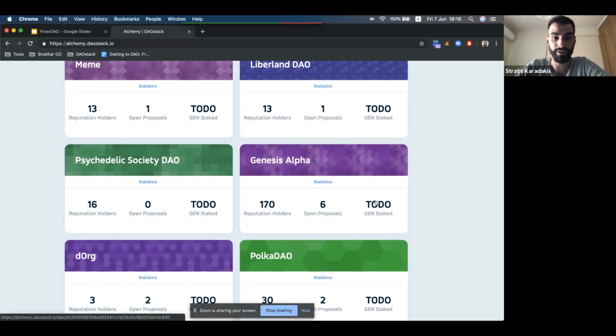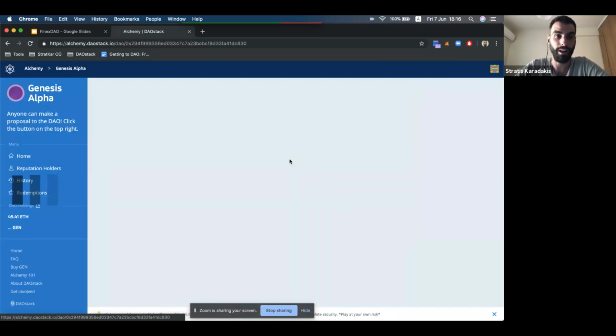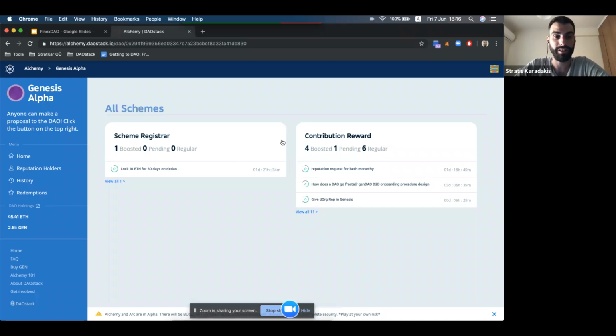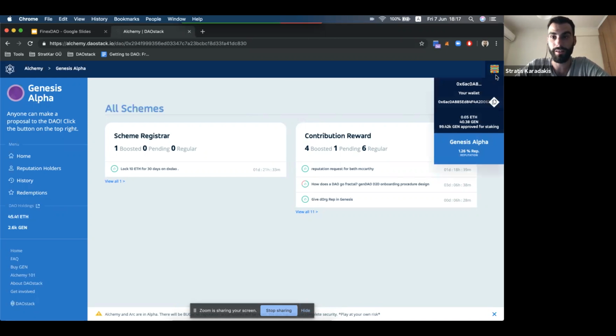Now, as you can see right from the get-go, the Genesis Alpha DAO has 170 reputation holders and 6 open proposals. If you click on it, you can see, first of all, I have already done it, but if you log in for the first time, you will be prompted to sign a transaction to authorize the application to view your Ethereum address via MetaMask. And as soon as you do, this little thing here will load, which is essentially your profile.